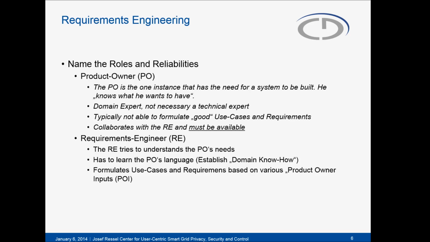The second role is the requirements engineer. This is the one guy that tries to understand the product owner's needs. So he is responsible to learn the product owner's language. This means to establish domain know-how. The product owner is the customer of the requirements engineer. So we as requirements engineers have to learn the customer's, say, product owner's language. Well, and the basic task of the requirements engineer is to formulate use cases and requirements based on various product owner inputs in whatever quality they are delivered.